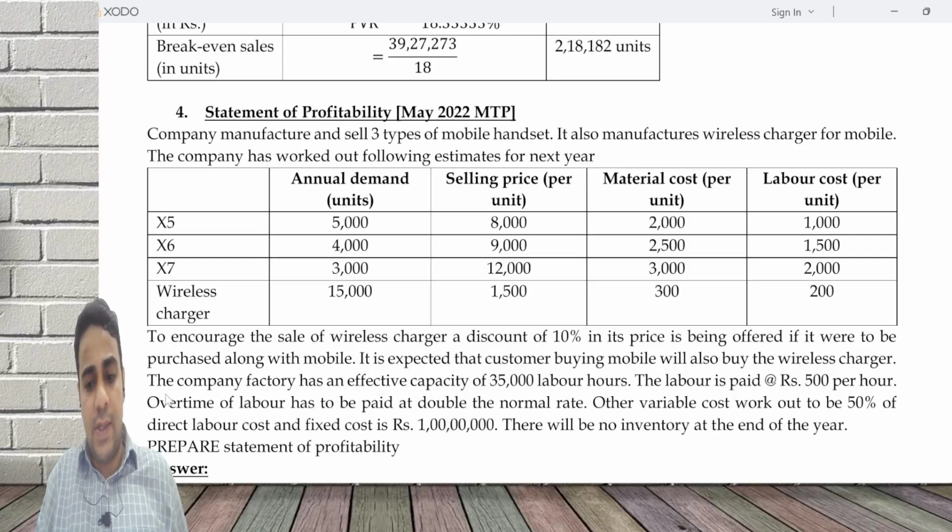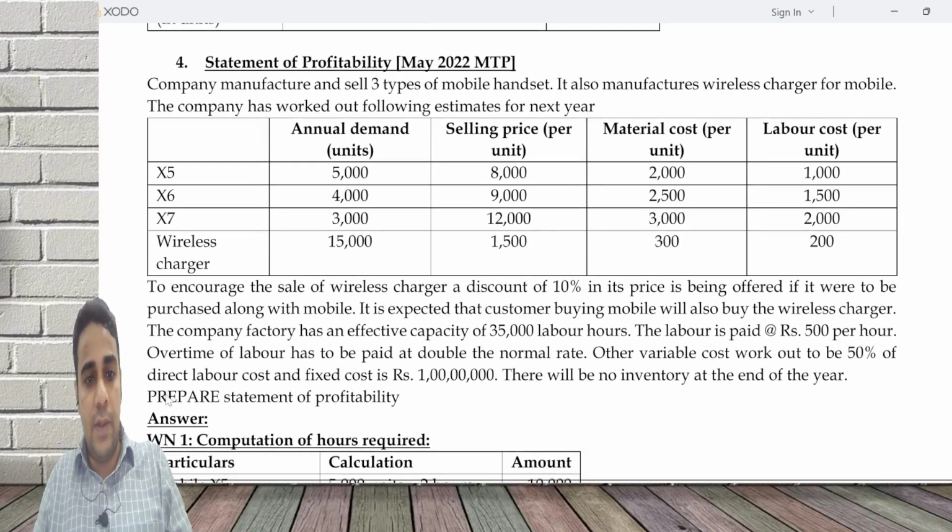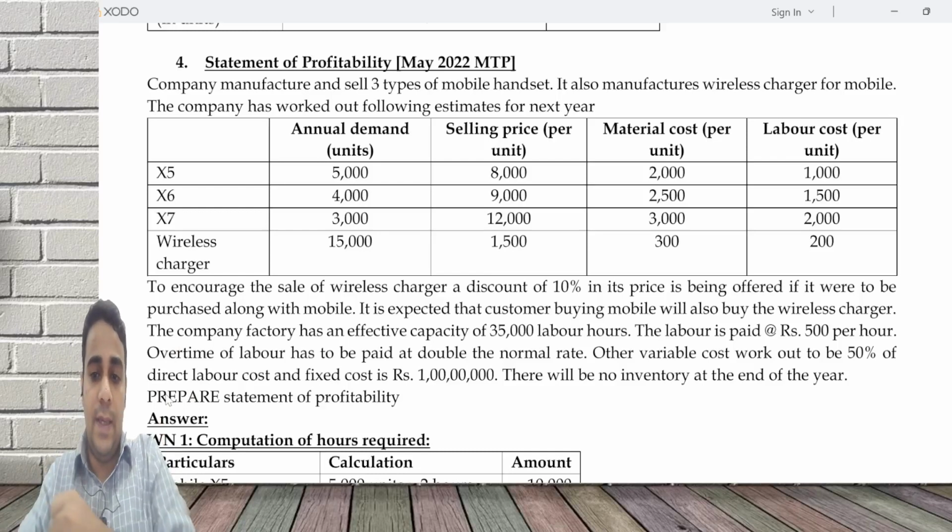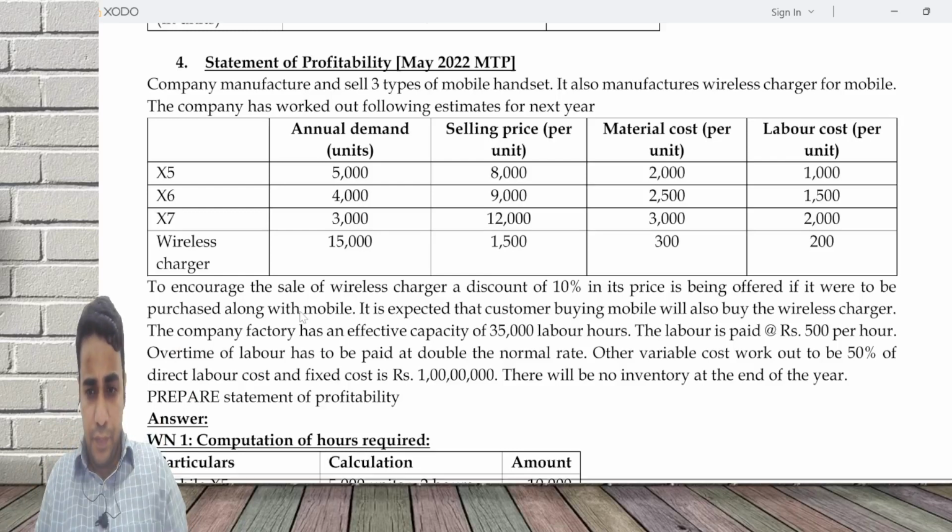So let's start solving this now. A company manufactures and sells three types of mobile handset. It also manufactures a wireless charger for mobile. The company has worked out the following estimates for next year: demand of the four products, selling price, material cost, labor cost. To encourage the sale of wireless chargers, a discount of 10% will be given if purchased along with the mobile. It's expected that the customer buying a mobile will also buy the wireless charger.